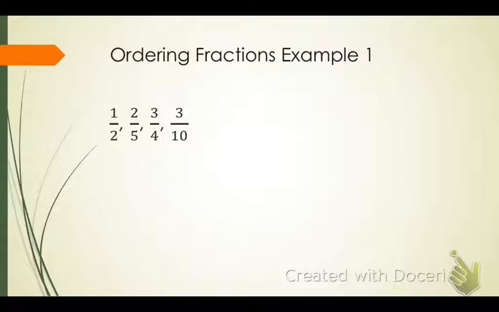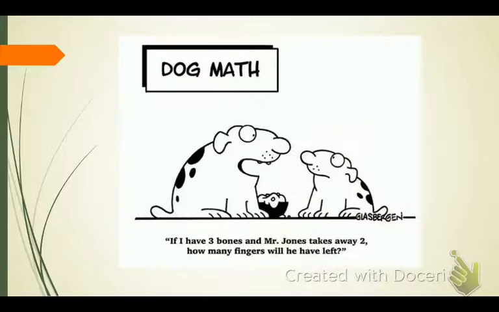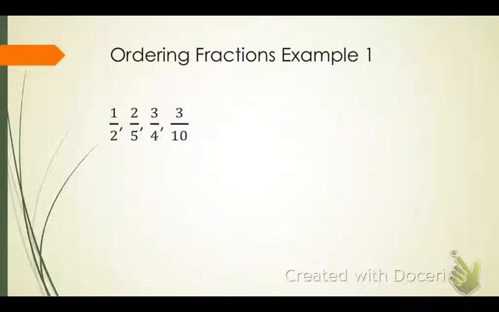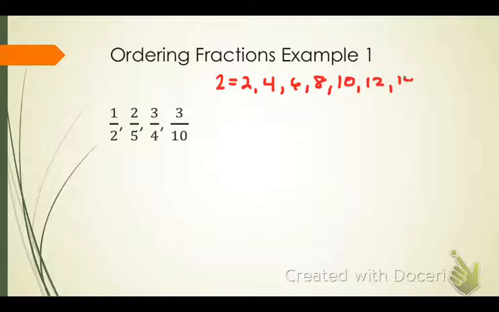Here we have a set of 4 fractions, and I'm looking at the denominators, and they're all different. So I have to find a common denominator of all of them. Whatever method you use, if you use the list method, that's fine. So if we have 2, 4, 6, 8, 10, 12, 14, 16, 18, 20. That should be good.